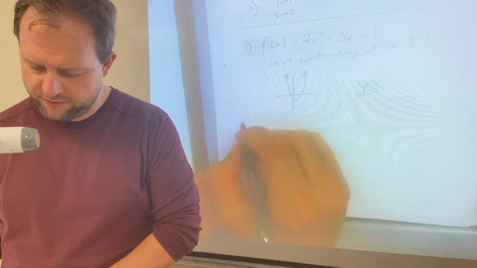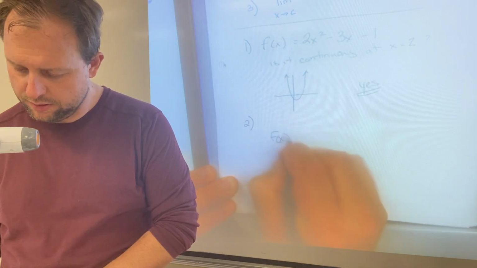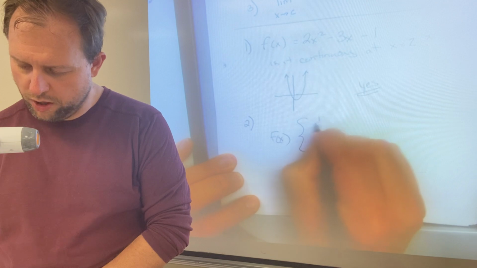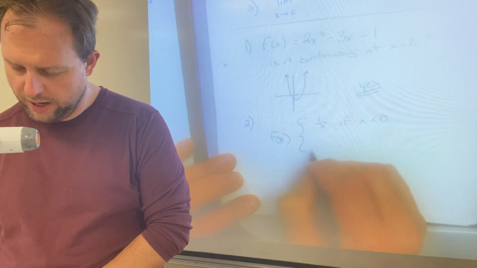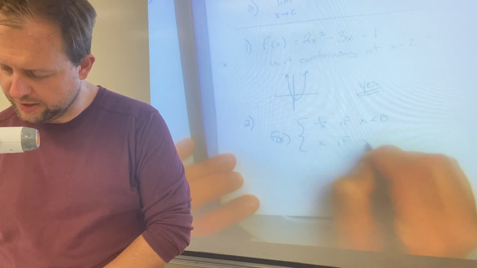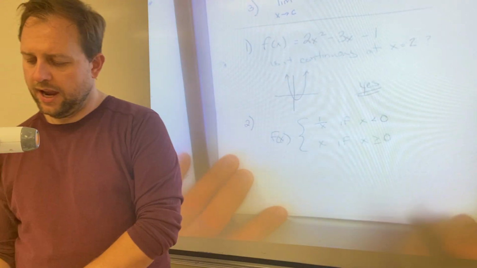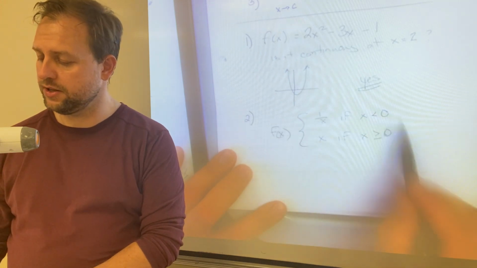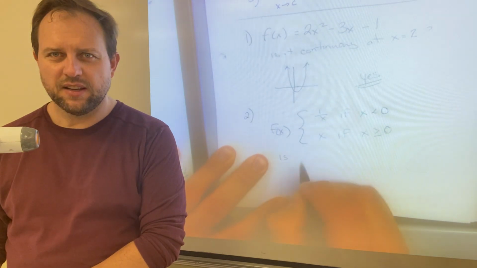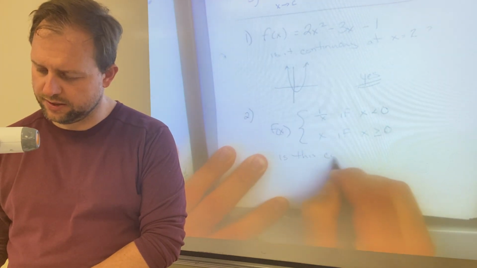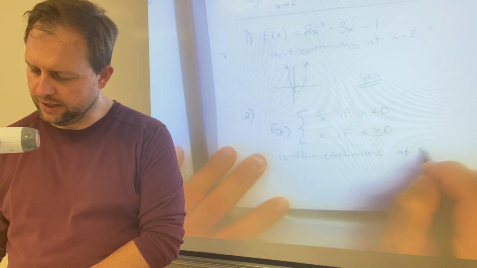If we have a piecewise function, it's hard to say. We've got to look at it. So if we have f of x is 1 over x if x is less than 0, and x if x is greater than or equal to 0. And the point where we're going to be questioning it, of course, is going to be at 0, where we change functions. Is this continuous at x equals 0?